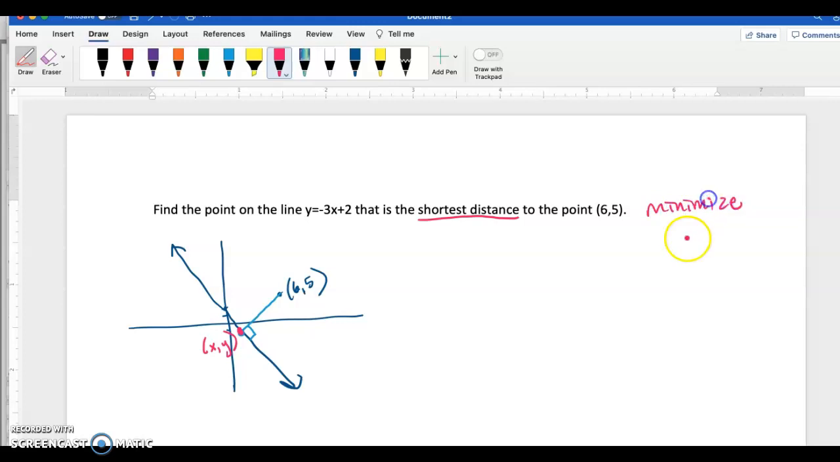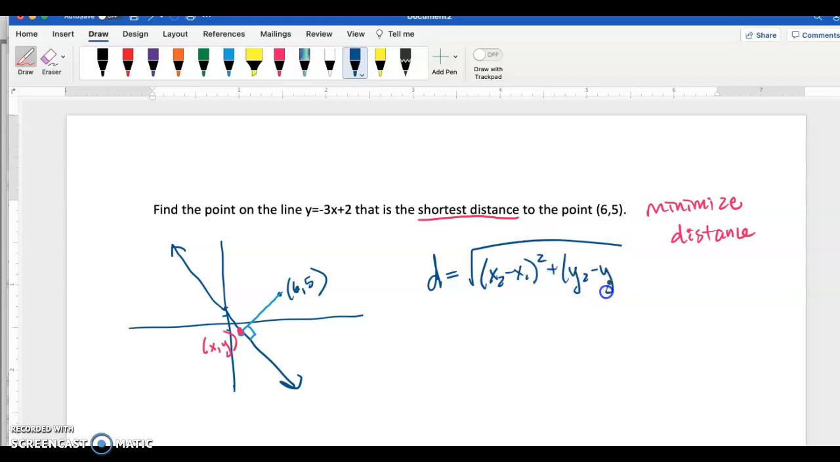So lots of different ways to go through this one. We're going to talk about minimizing in this one and coming up with an equation and then looking for the minimum point. So if we're talking about distance, we should have a distance formula. Distance equals the square root of x2 minus x1, quantity squared, plus y2 minus y1, quantity squared. So let's take a look at our 2 points. I have 6 minus x, quantity squared, plus 5 minus y, quantity squared.